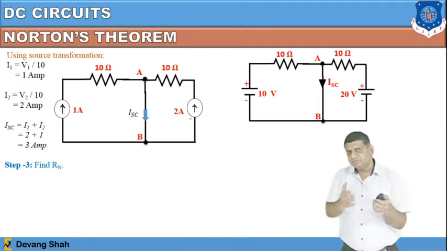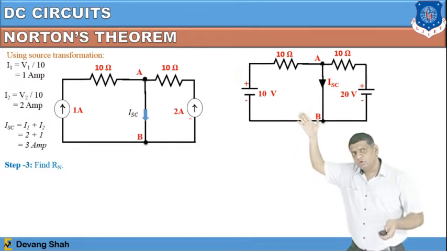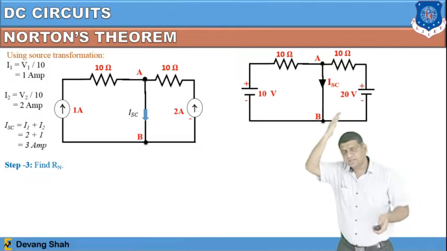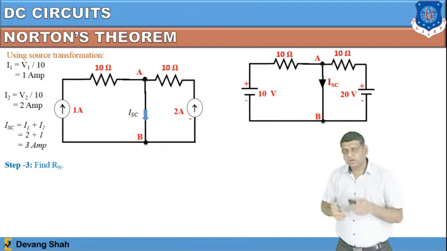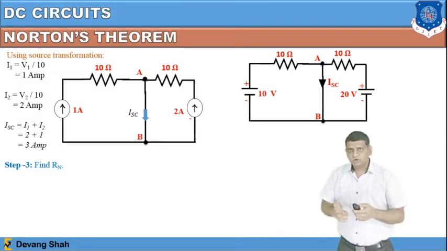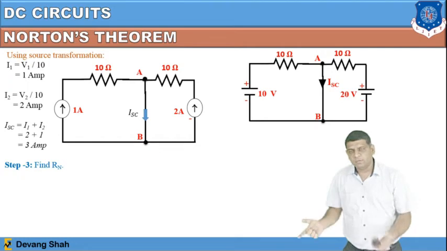So what I have done here, 10 volt to 10 ohm, and here you can see 20 volt to 10 ohm, these two are voltage sources. So one voltage source in series with a resistance I have converted into a current source. So voltage divided by resistance, that you can find the current, based on Ohm's law.